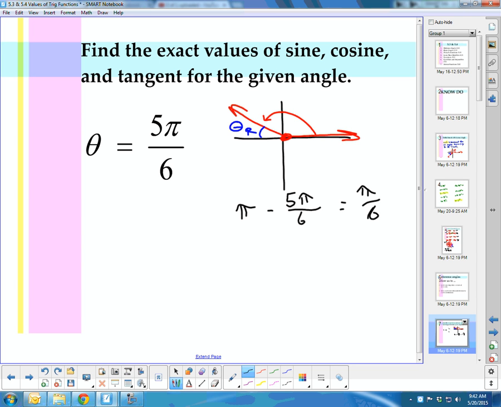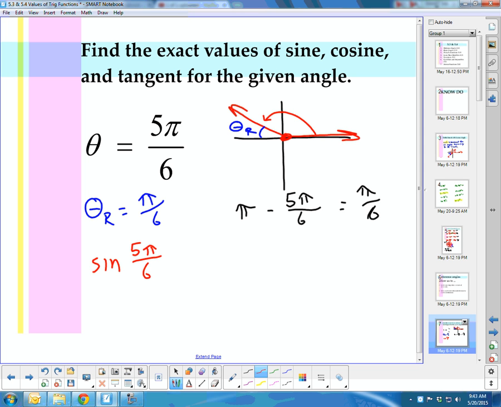So as I work with this, although my question is about 5 pi over 6, I'm going to use a reference angle of pi over 6 to calculate these values. All right, so let's start with the sine function. I want to know what is the sine value of 5 pi over 6.